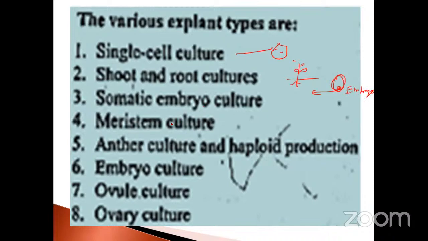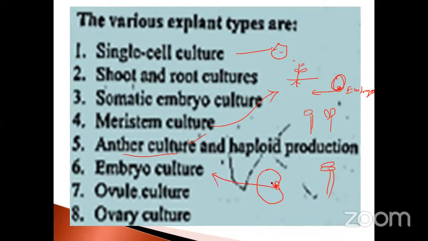Meristem culture: take an example, any part of the plant body, so meristem culture is also possible. Anther culture, about the anther: this is also another type. Embryo culture, we already discussed it. Suppose you take any one of the seeds, in the center there is an embryo, that is embryo culture.